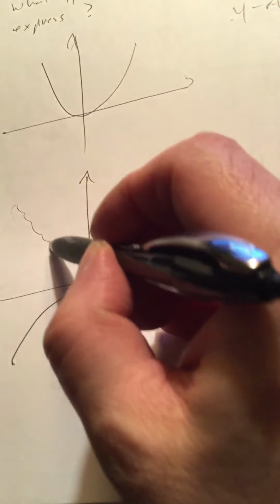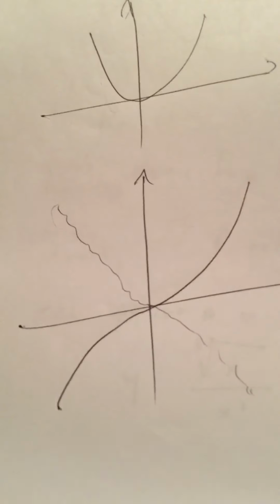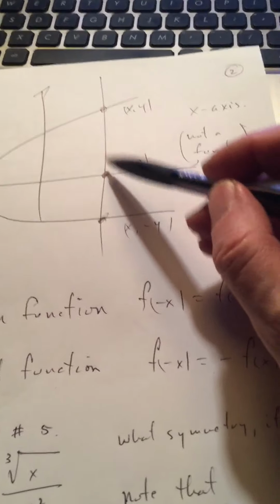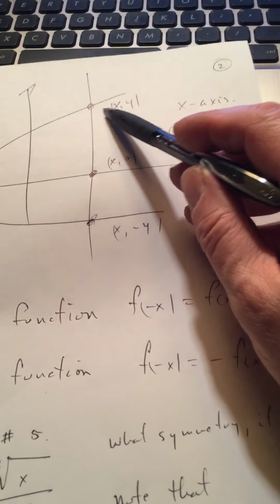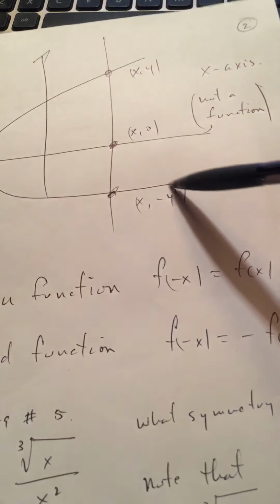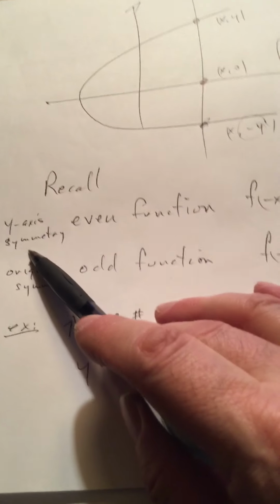Another way of thinking of this, if I took this branch and I flipped it up here, you got this, I would get symmetry around the x-axis. Symmetry around the x-axis. Oh, this is not a graph of a function, because x maps to y, this is the y coordinate, but it also maps to minus y.